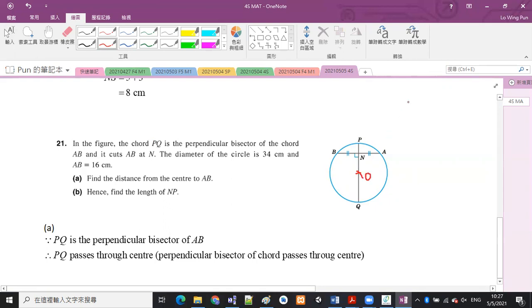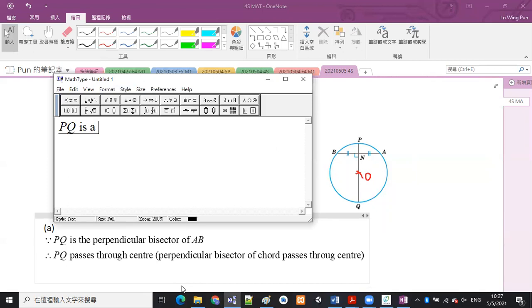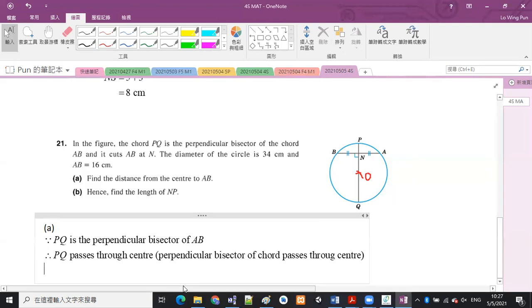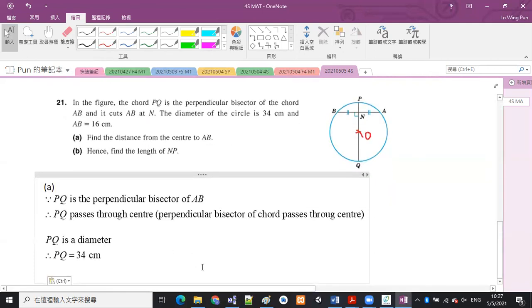We can let O be the center of the circle, and it will be the midpoint of the diameter PQ. Okay, so PQ is a diameter, which means that PQ is equal to 34 cm. Because it is a diameter, and it is given that the diameter is 34 cm, and we also have the chord AB to be 16 cm. Chord AB is 16.